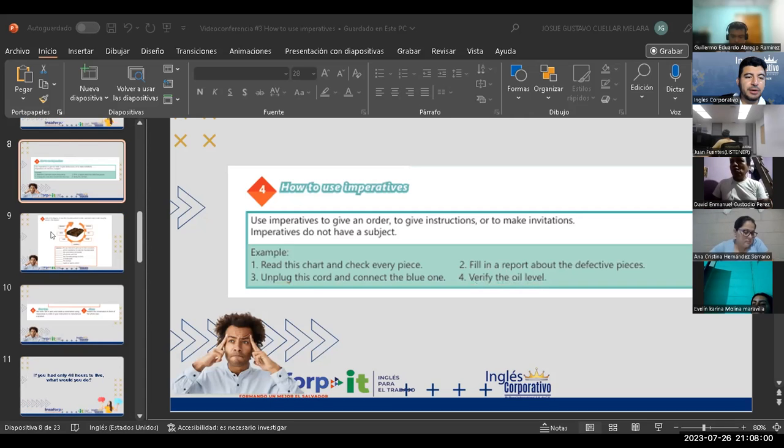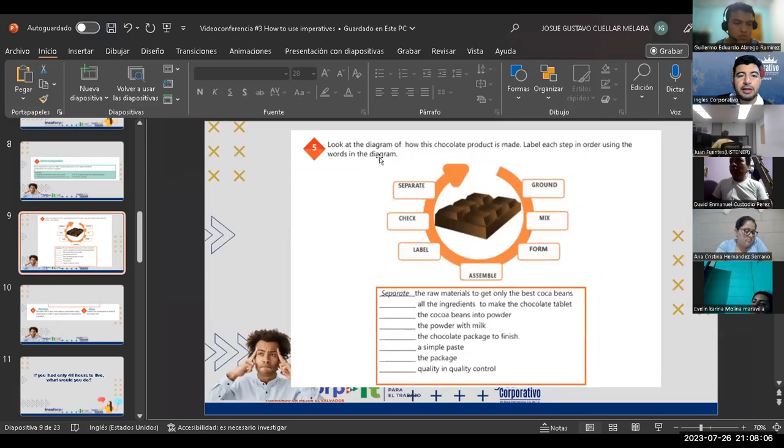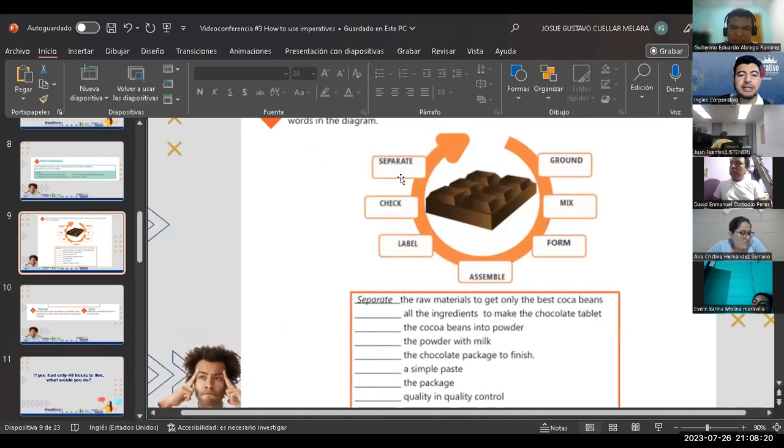And here we have this part. Look at this. Here we have a diagram of how a chocolate product is made. Label each step in order using the words in the diagram. Okay, so here we have some words: separate, check, label, assemble, ground, mix, form. Separate is similar to Español, separar. Okay, check, revisar, label, etiquetar, assemble, ensamblar, unir, ground, agarrar, mix, mezclar, form, okay, formar.